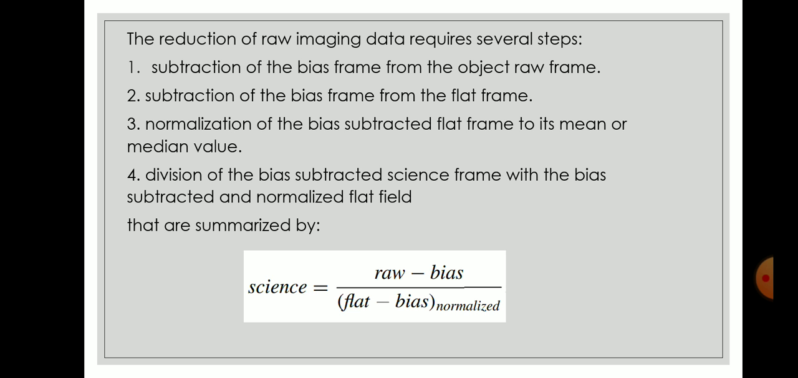The reduction of raw imaging data requires several steps. Number one is subtraction of the bias frame from the object raw frame. Two, subtraction of the bias frame from the flat frame. Three is the normalization of the bias-subtracted flat frame to its mean or median value. And four is division of the bias-subtracted science frame by the bias-subtracted and normalized flat field. That is summarized by this equation.